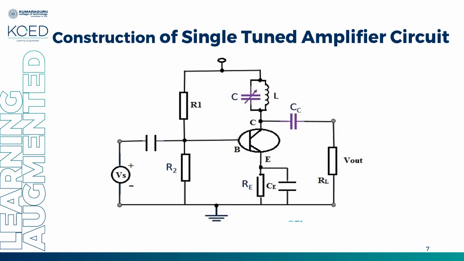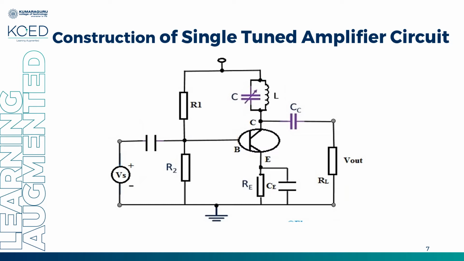Now, R1 and R2, and this RE, give you the voltage divider biasing. We have already learned about voltage divider biasing and the need for biasing in an amplifier circuit. So R1, R2 and RE give you the voltage divider biasing circuit. Why do we go for voltage divider biasing with R1, R2 and RE? It is nothing but to keep your operating point in the center of the load line.